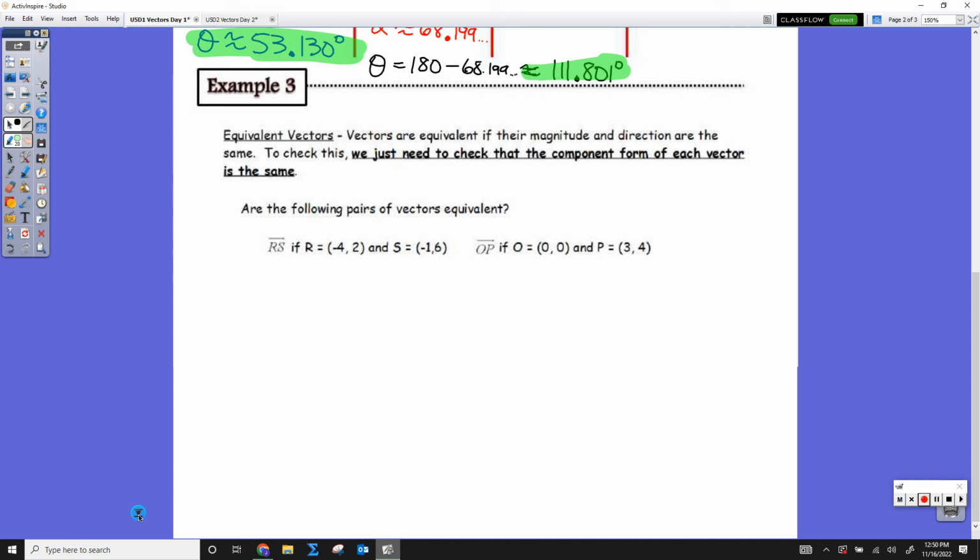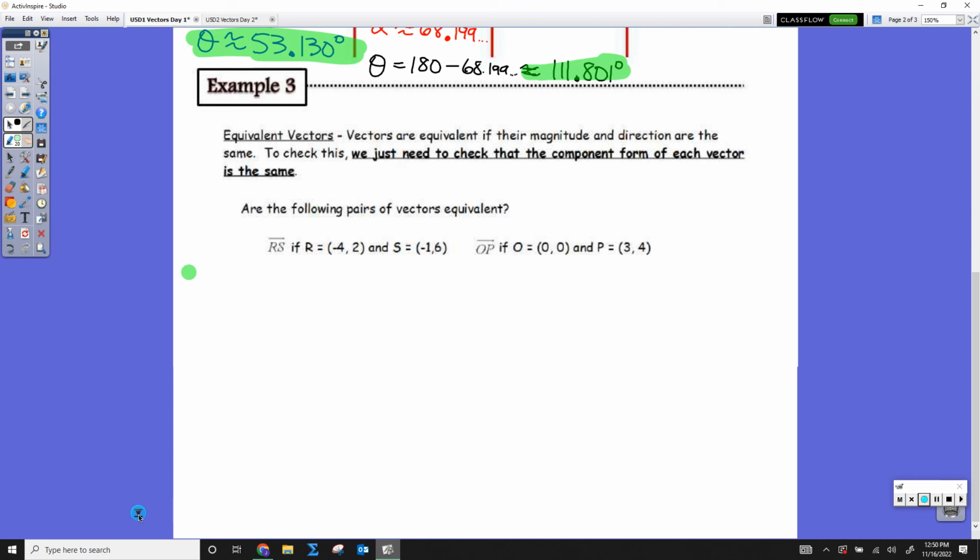Now if I'm thinking about this, I'm like, wait one second. I have to go find the magnitude and direction of this vector and the magnitude and direction of this vector, and see if they're the same. That might work for word questions, but if you have the points already given to you, which we do right here, vector RS and vector OP, notice they're in different spots, right? We're trying to determine if they are equivalent vectors. Instead of going through all this magnitude and direction, let's just find the component forms.